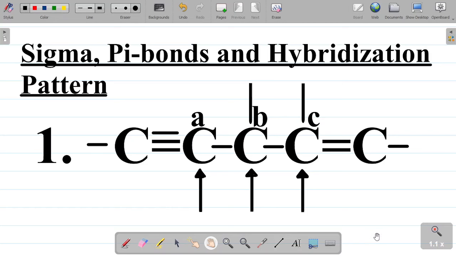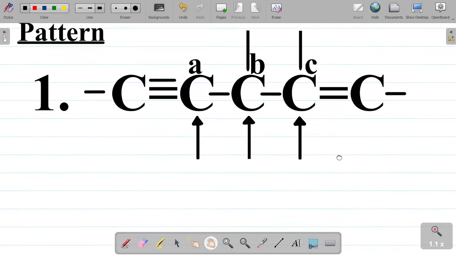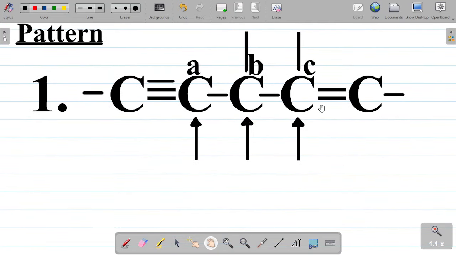In this video, we'll be trying to find the number of sigma bonds, the number of pi bonds, and the hybridization pattern of the highlighted carbon atoms in this particular structure. Looking at this structure, we have five carbon atoms. Let me call them 1, 2, 3, 4, and 5. We have five carbon atoms here, but the highlighted carbons are only three.